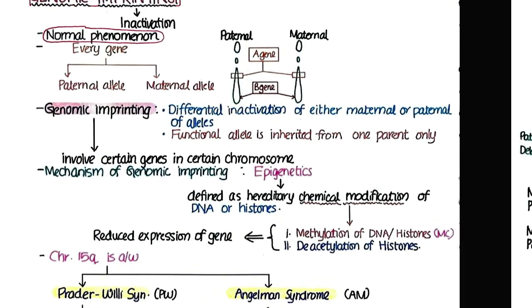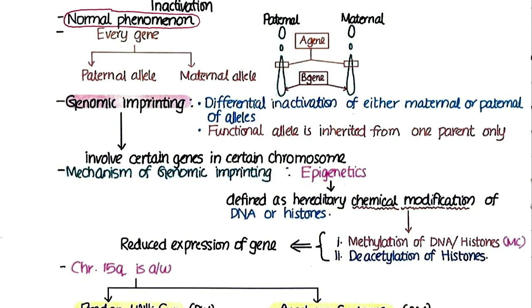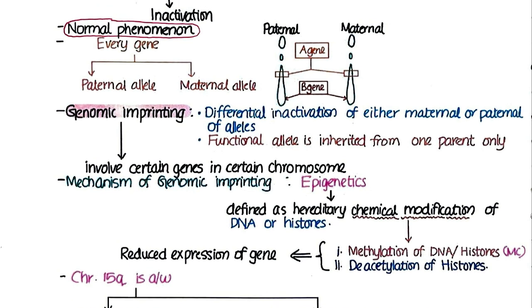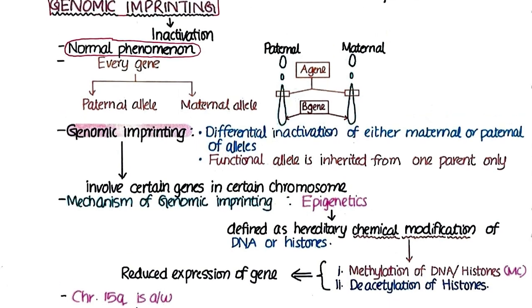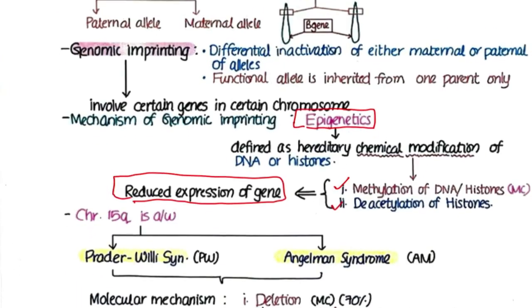One is genomic imprinting. It is a normal phenomenon. Right? There is inactivation of one gene out of the two. Well, one gene has two alleles, one from the mother, one from the father. One of them must be inactivated, and one of them must be active, in order for the normal function of the cell to occur. But how is the second one inactivated? That is with the help of genomic imprinting. It is a part of epigenetics, right? Epigenetics means hereditary chemical modification of DNA or histones. How does that chemical modification occur? With the help of methylation or deacetylation, there will be reduced expression of the gene where methylation or deacetylation has occurred. Chromosome 15q is associated with genomic imprinting.